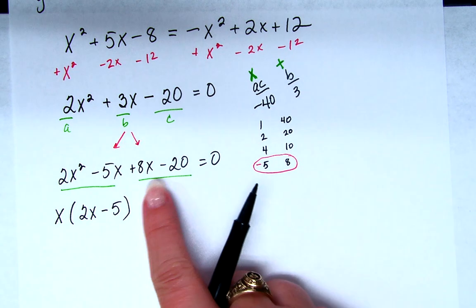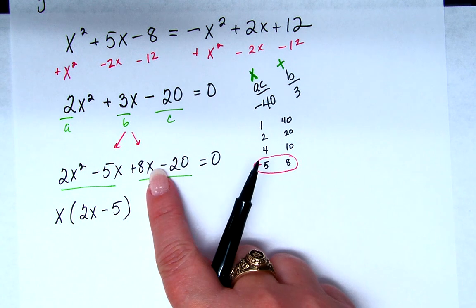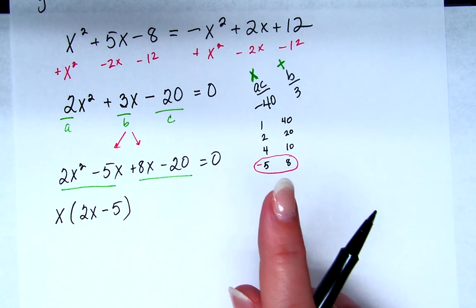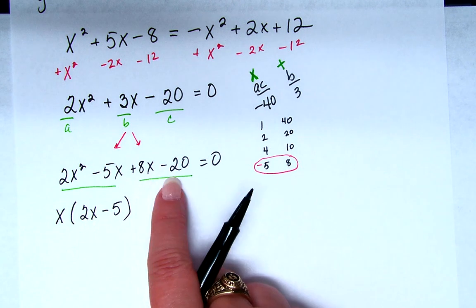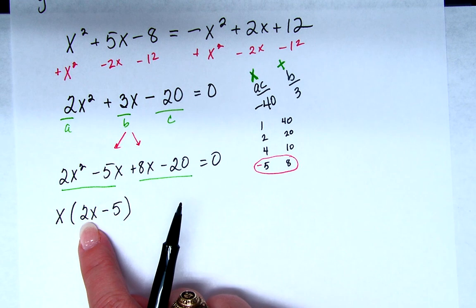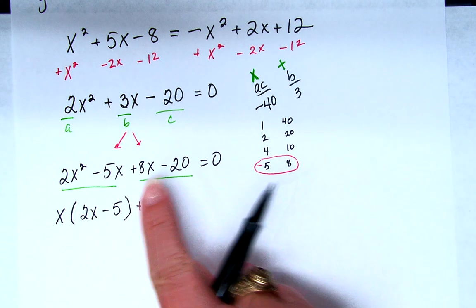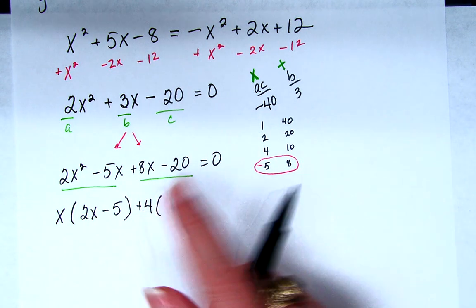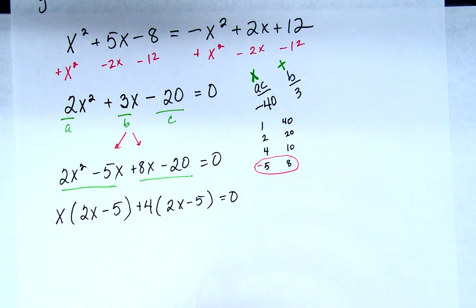What's common in the last 2 terms? What are they both divisible by? 4. Keeping in mind that your parentheses has to be 2x minus 5, so if you can't think of it off the top of your head, what do I have to divide this by to make it become 2x? A 4, right? So take out a 4, and if I divide both of these terms by 4, what am I left with? So it worked, right? It did what I needed it to do.